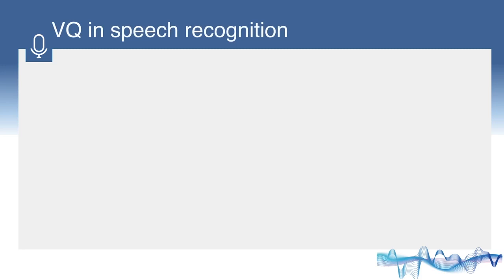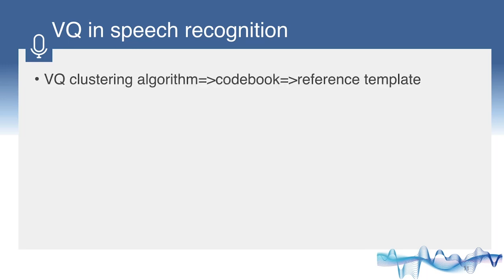When vector quantization technology is applied in speech recognition, the VQ codebook obtained by clustering algorithm is generally used as a reference template for speech recognition. That is, each word in the system dictionary is used as a codebook, as a reference template for the word.